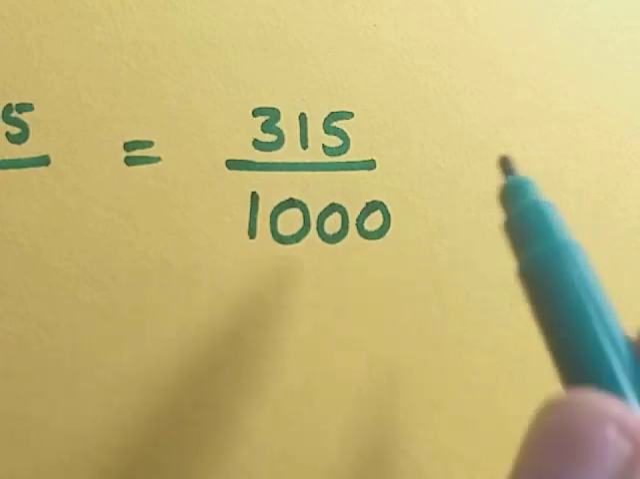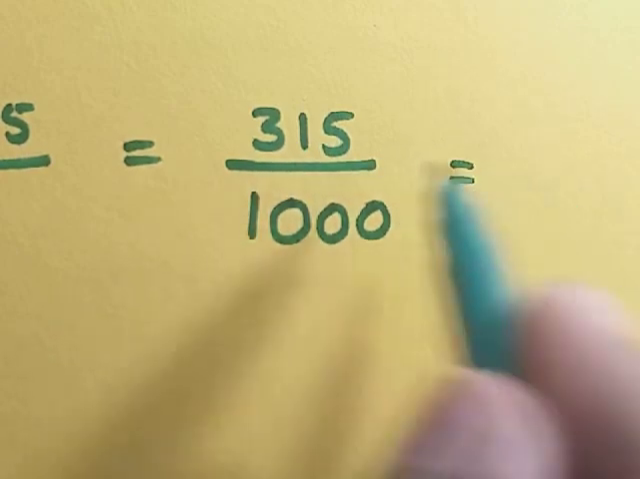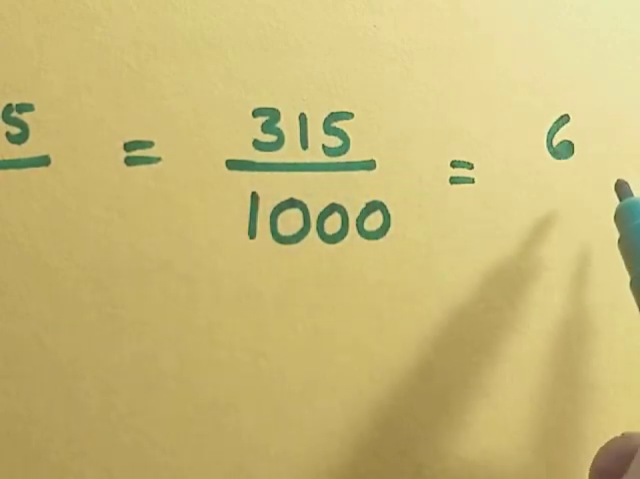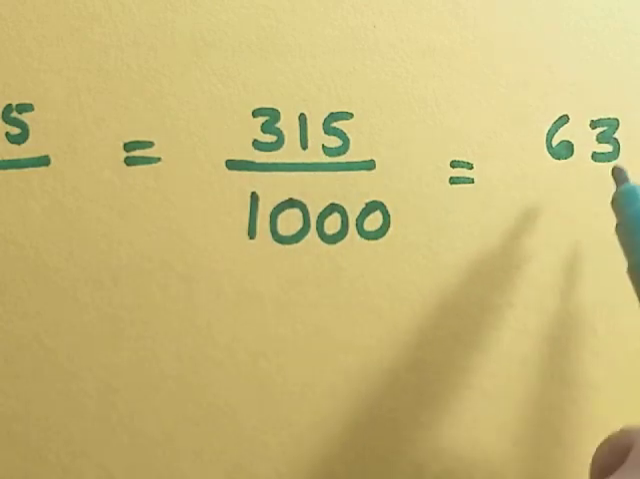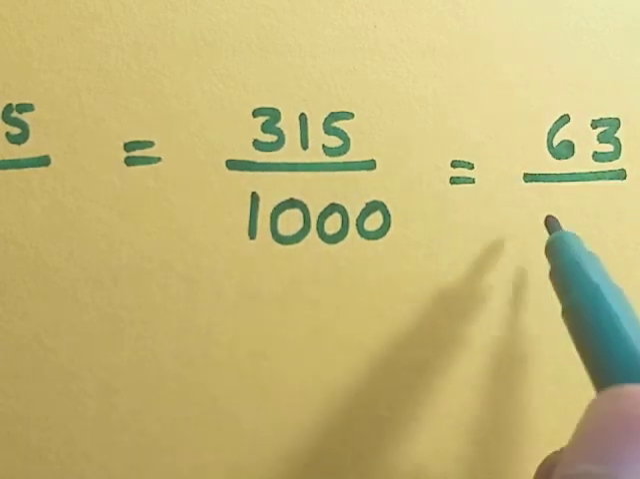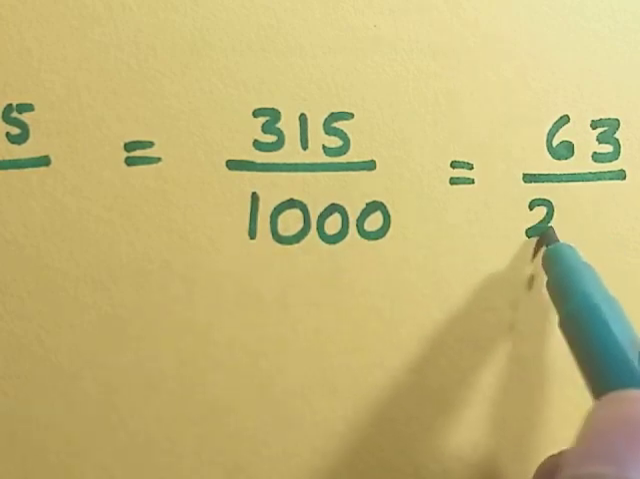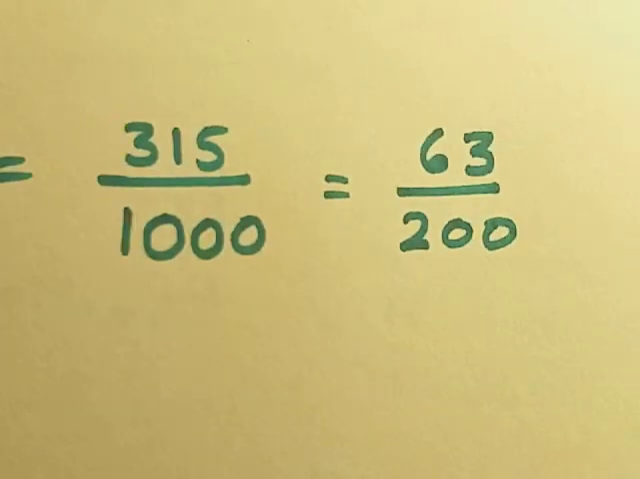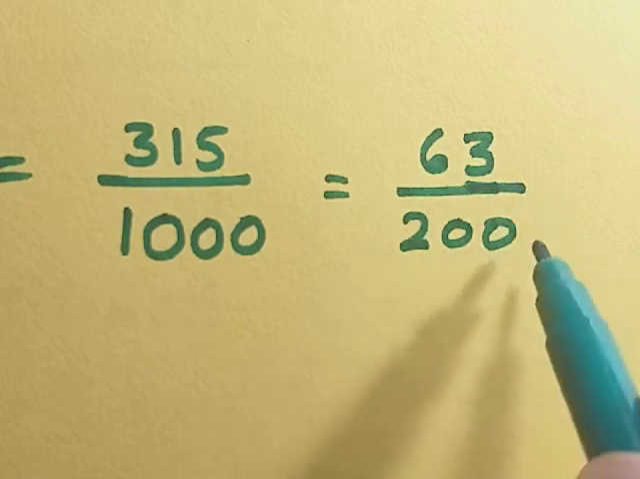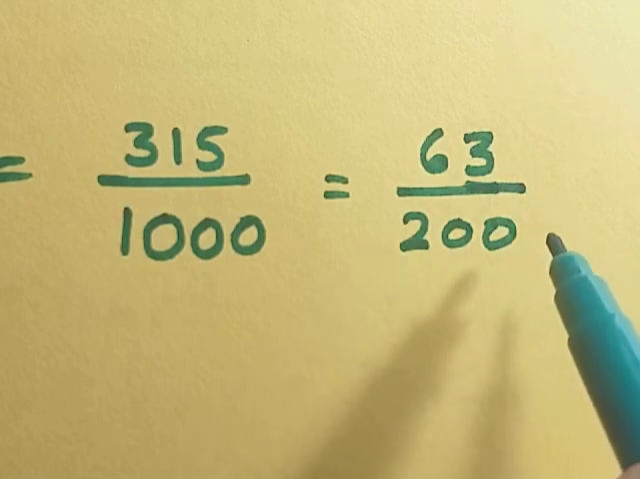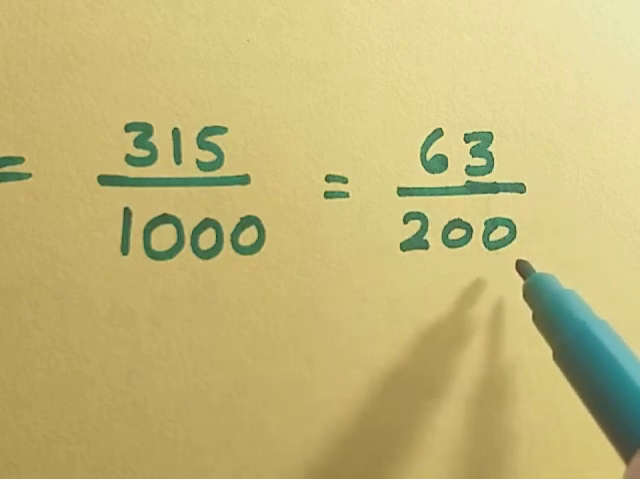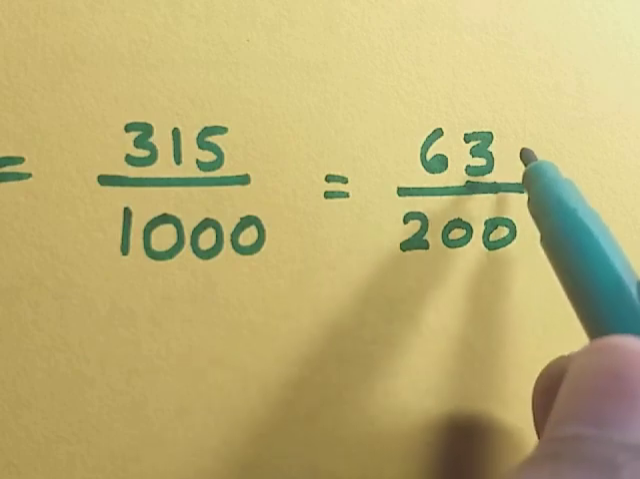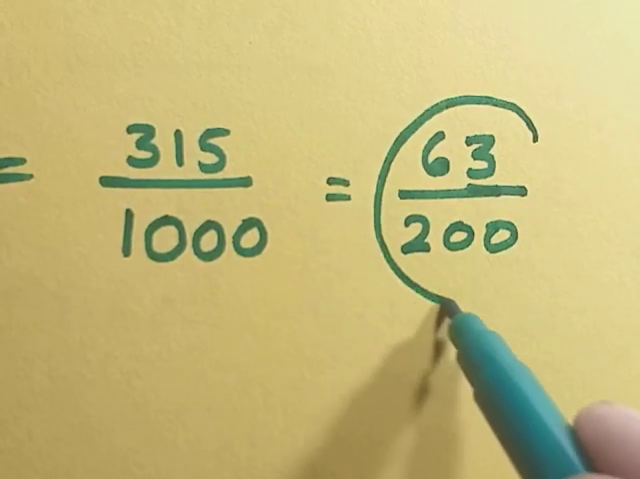This on simplification becomes: 5 6s are 30, 1 remains; 5 3s are 15, divided by 5: 2, and 00 remain. That is 63 by 200 becomes the fraction. 63 by 200 cannot be further simplified and hence this becomes the standard form of a fraction.